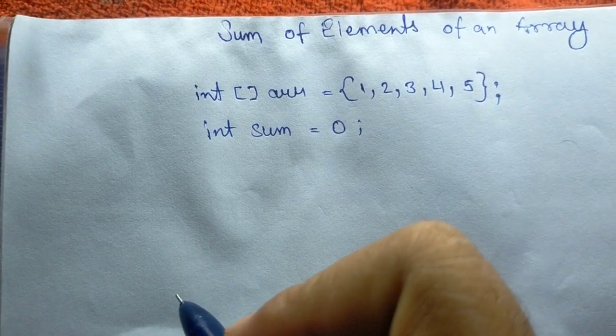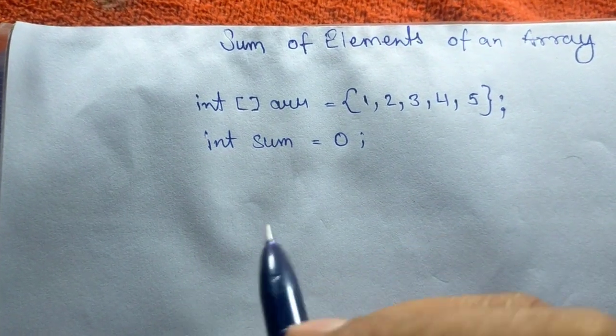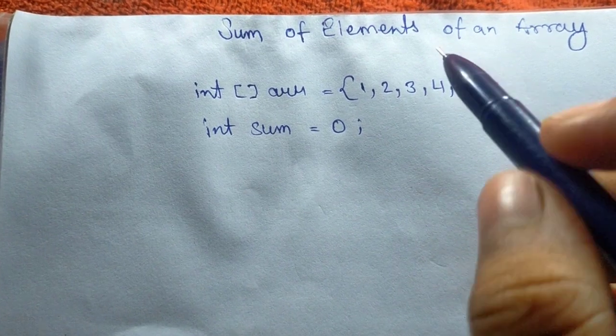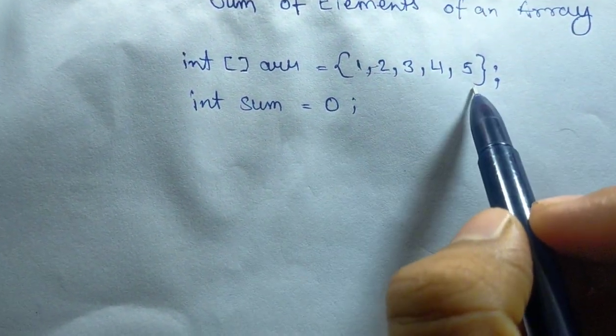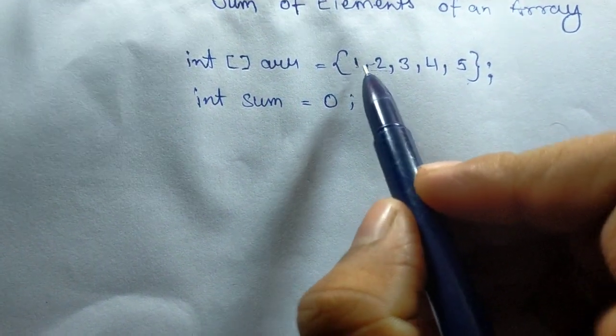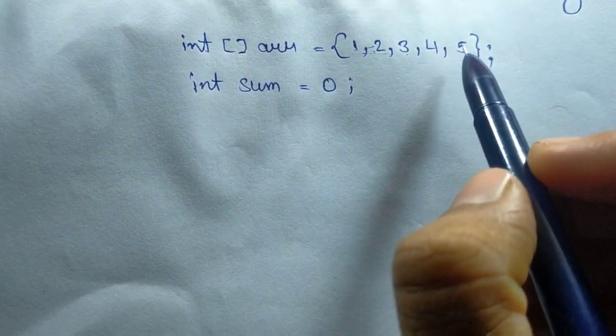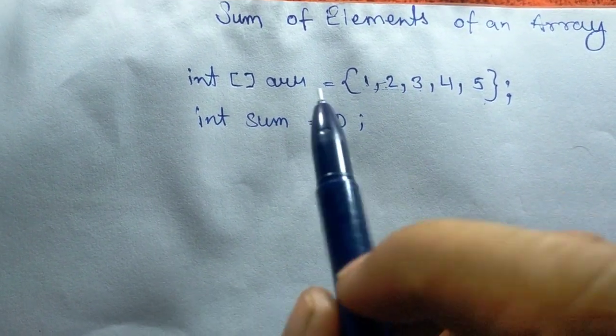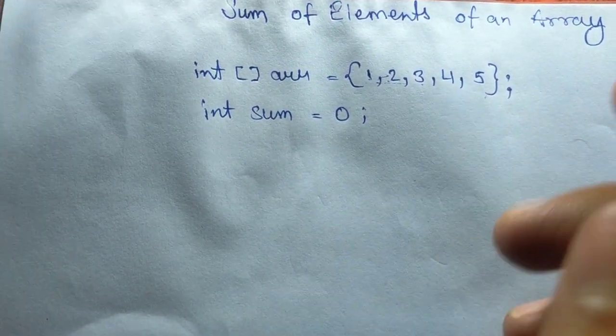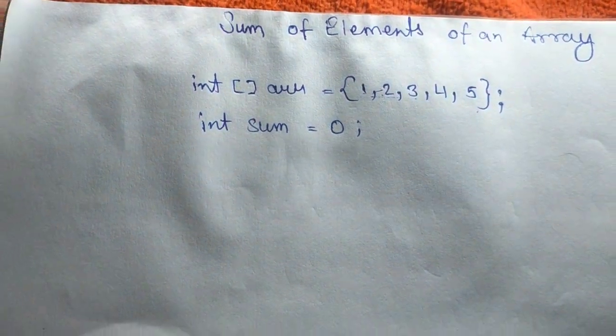So hello friends, today we are going to print the sum of elements of an array. Means what we want to print, we just want to print the whole sum of the array. Means 1 plus 2 plus 3 plus 4 plus 5 equals 15. So we are going to print 15. Okay, how can we print this?